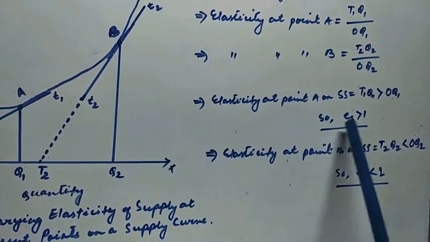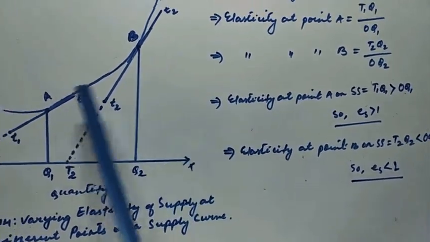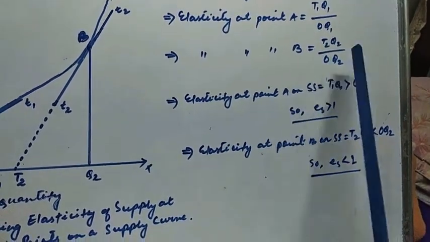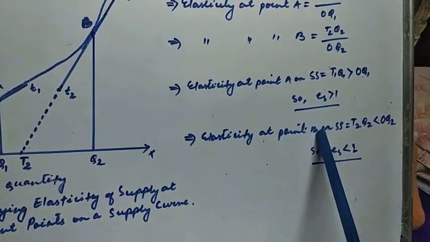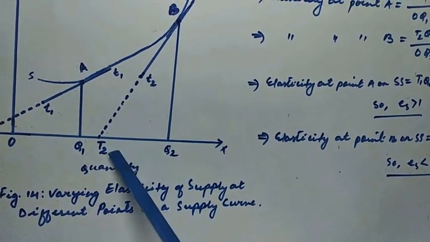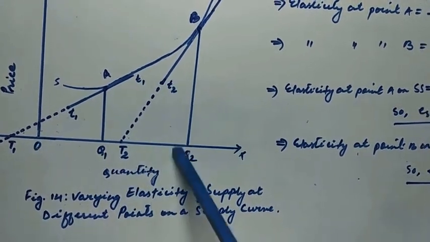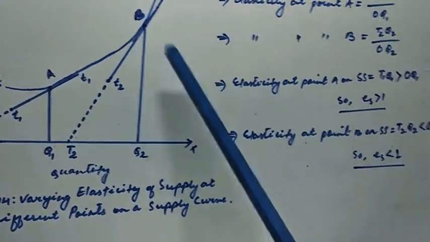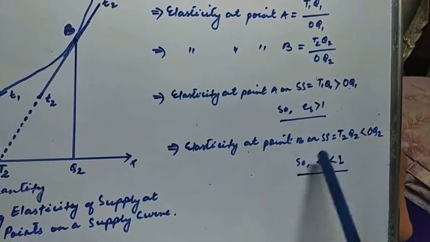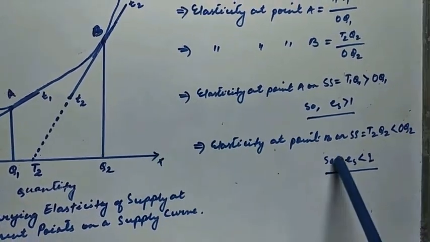And again, consider point B. At point B, the elasticity of supply curve SS is obtained by T2Q2 divided by OQ2. We notice that the T2Q2 distance is less than OQ2. So the elasticity at point B on supply curve SS will be less than 1.